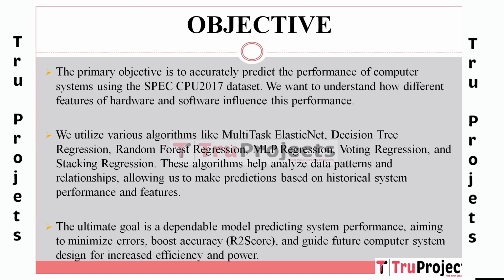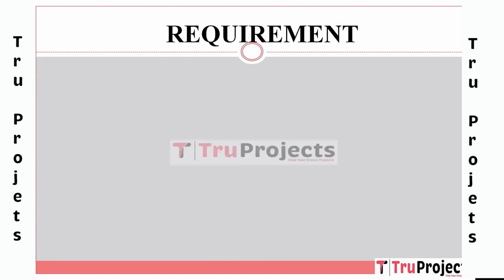This model should minimize prediction errors, enhance accuracy measured by R2 score, and provide valuable guidance for future computer system designs. Achieving this objective contributes to improved efficiency and increased power in computer systems, ultimately advancing technology and computing capabilities.